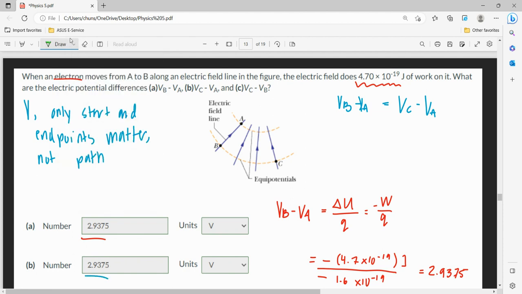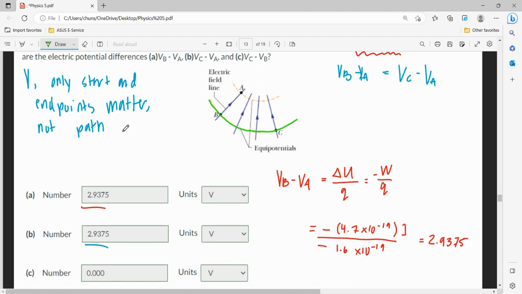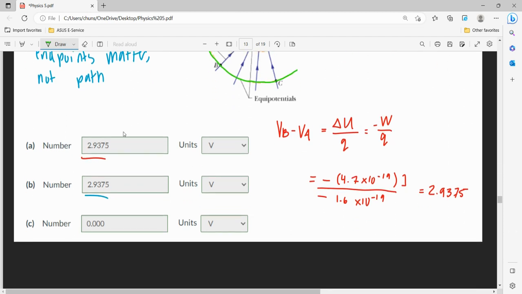And finally, if we want to talk about VC to VB, because they lie on the same equipotential line, there's no difference between them. So we know when you have a constant electric potential, there's no change, so that means this is 0. Okay, so that is our first question done and out of the way.